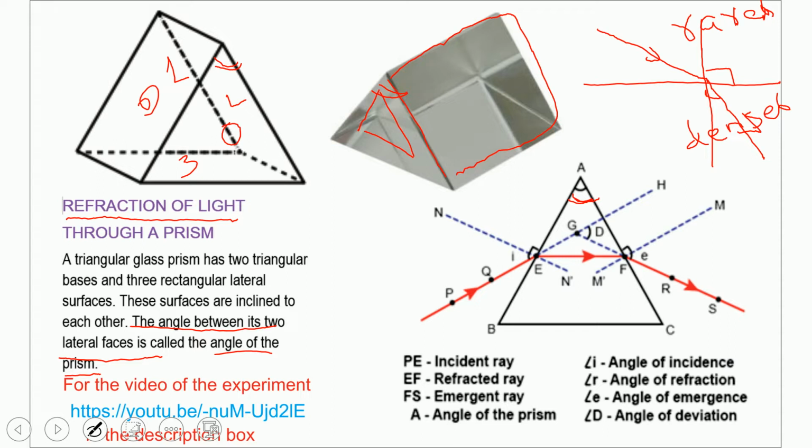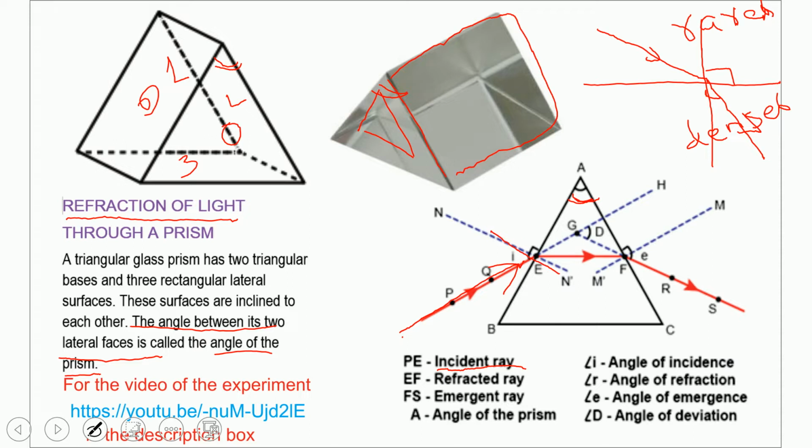So here it is like that. You can see here this red light, PE. Now this PE is the incident ray. Now look, N and N dash are the normals here.